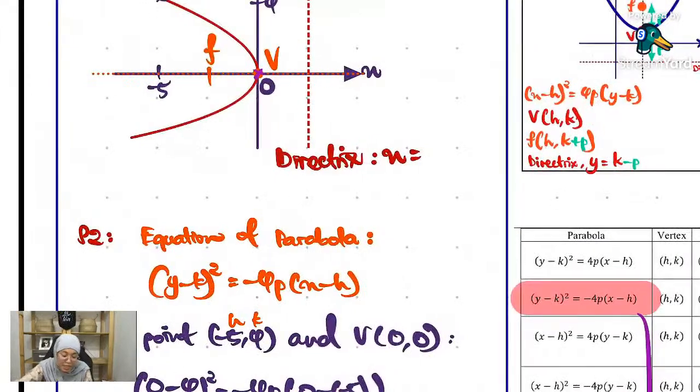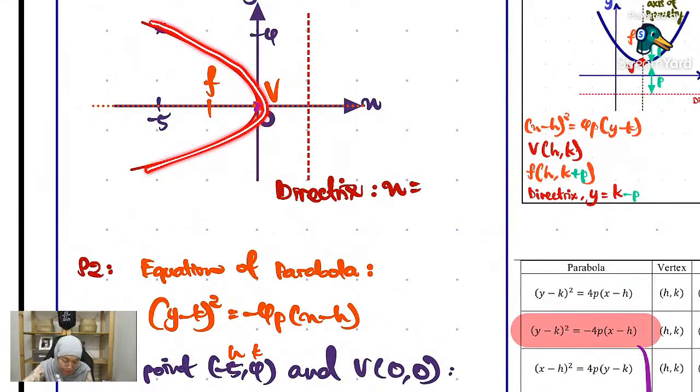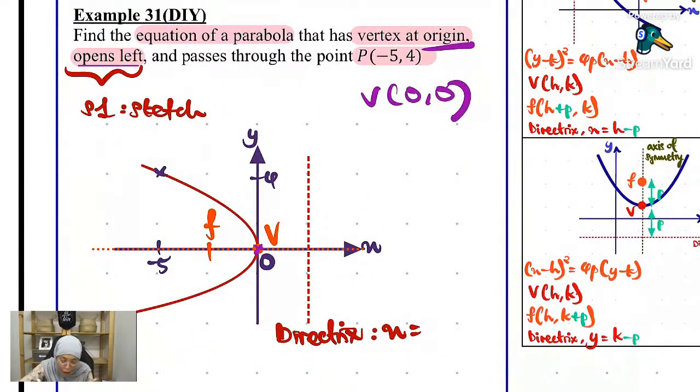So basically, I already know the shape, which is the C shape. And then I also know that, ada point lah, negative 5 dan 4 diberi. So I know it touches. So it's confirmed shape yang betul.